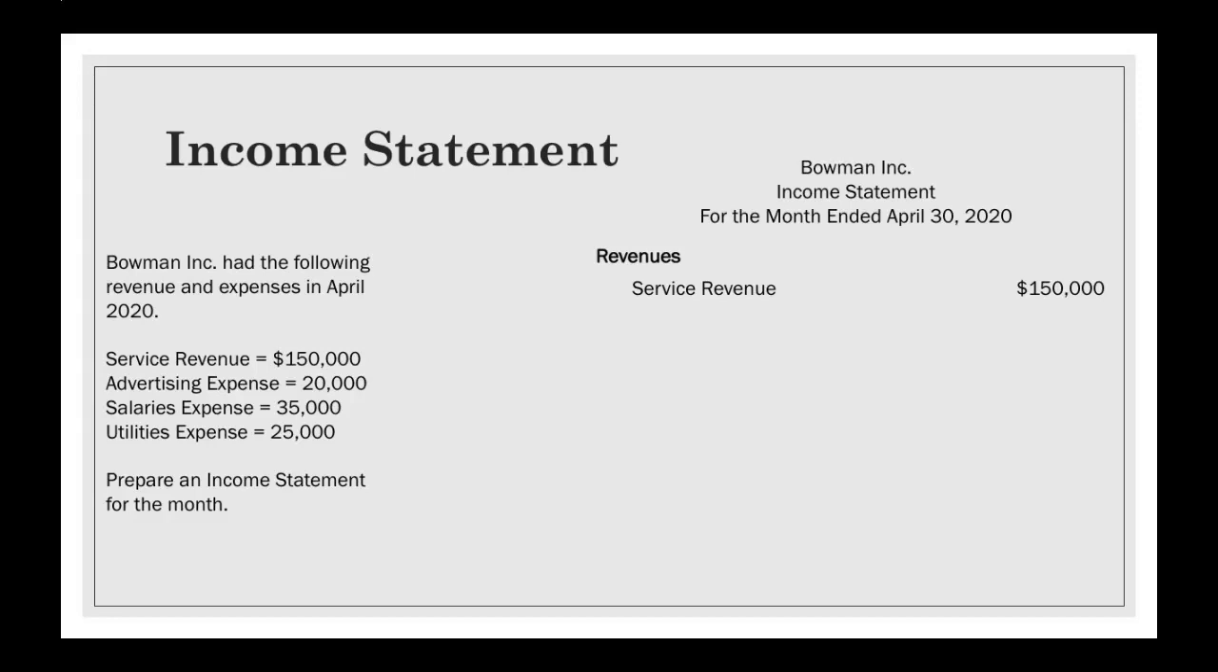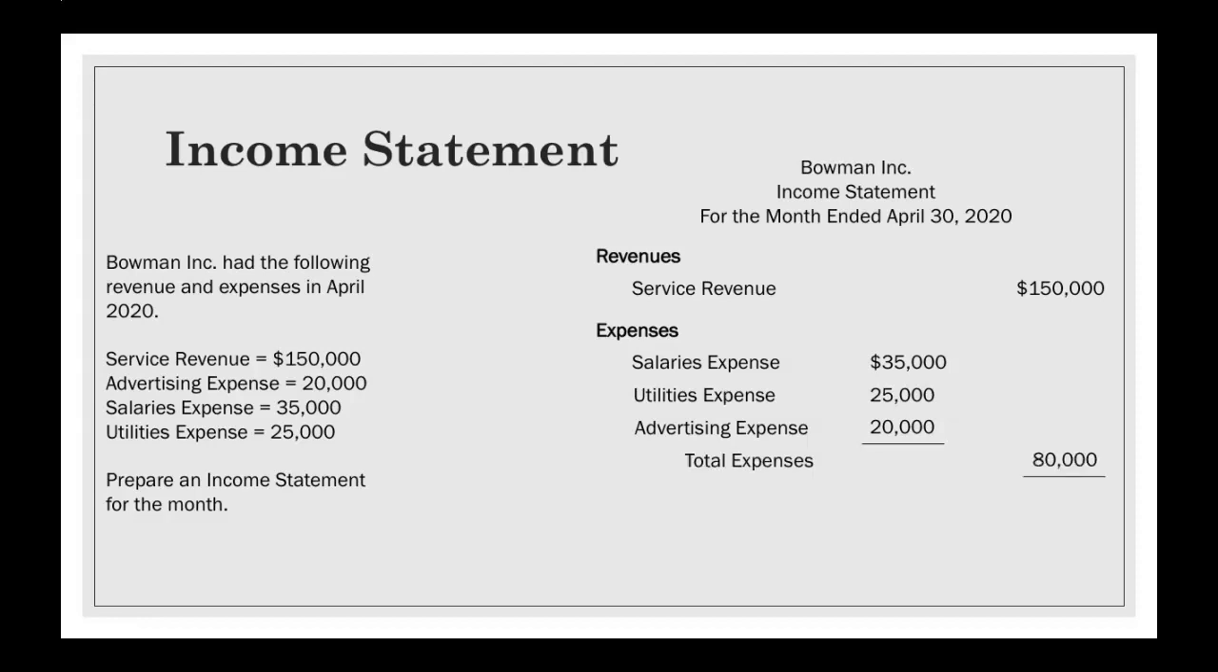Then, after our revenues, come the expenses. Now, we have 3 different expenses here. We will want to list them out in order from greatest to least. So, first is salaries expense, then utilities, and then advertising expense. Since we have multiple expenses, we also need our total expenses.